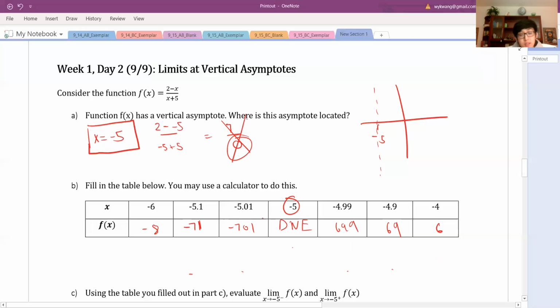If we want to visualize this, using this graph again over here, as the function approaches -5 from the left, it's negative, it's getting more negative, it gets extremely negative, all the way down to -701. So it goes down like this. In contrast, from the right, it's positive, it's at 6, then 69, now it's at 699. It goes way up. That is how we would visualize this.